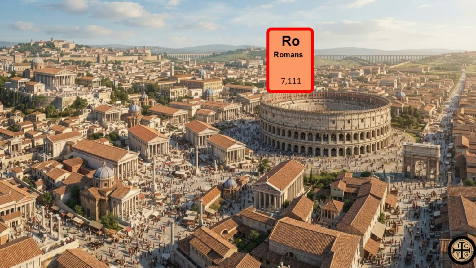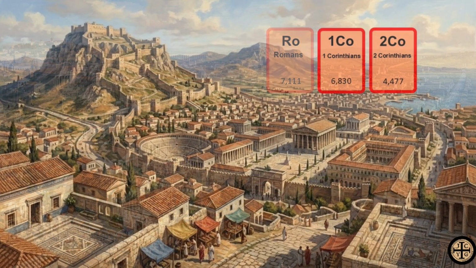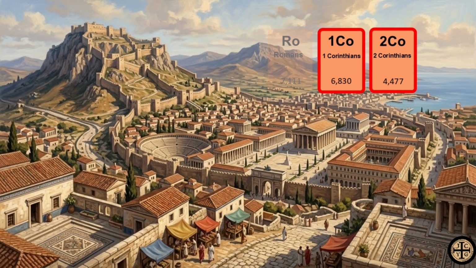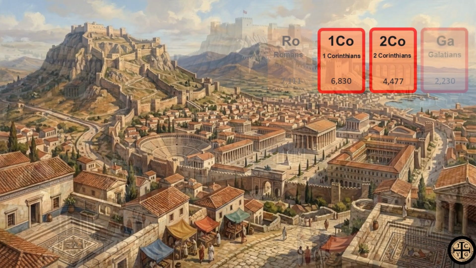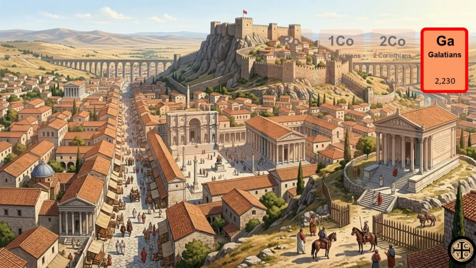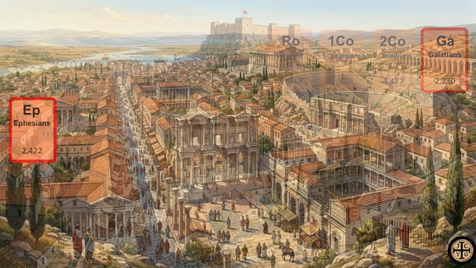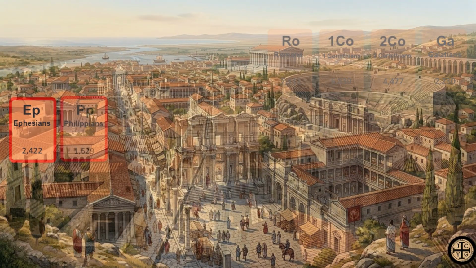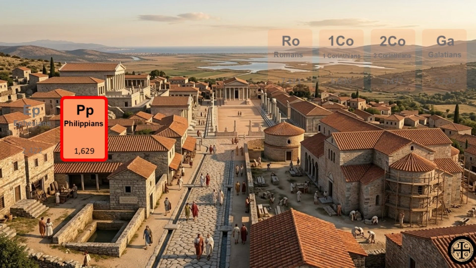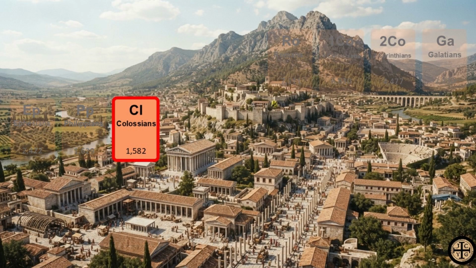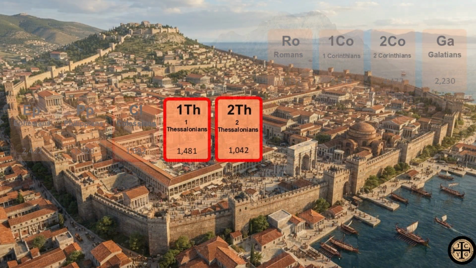1 epistle to the church in the city of Rome. 2 epistles to the church in Corinth. We'll be studying part of the first this week. 1 to the churches in the province of Galatia. 1 to the church in Ephesus. 1 to the church in Philippi. 1 to the church in Colossae. And 2 to the church in Thessalonica.